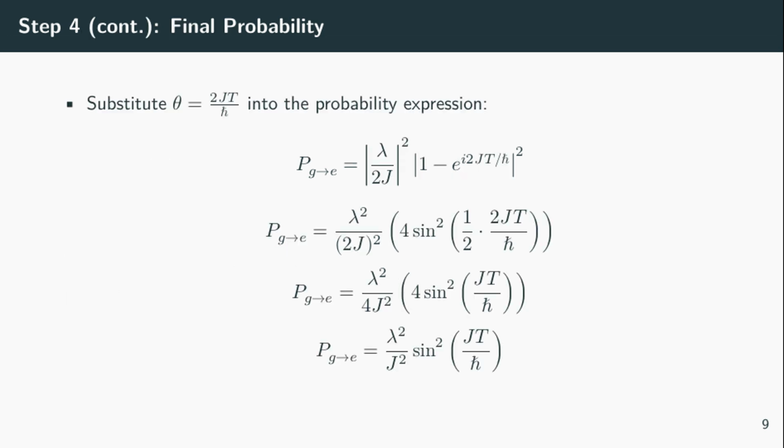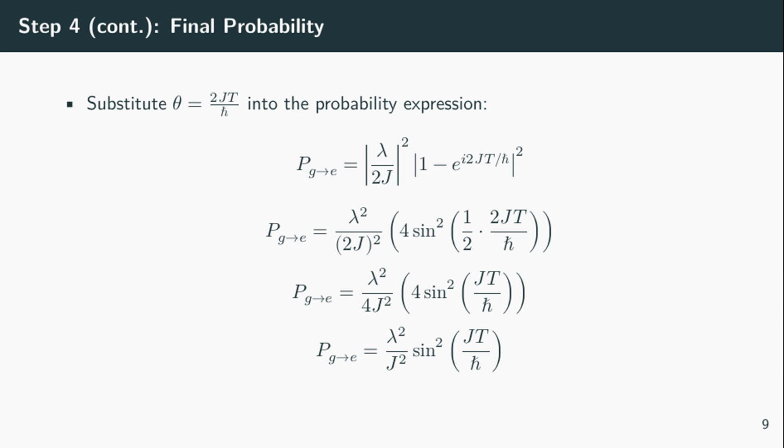Continuing with step 4, to get the final probability, we substitute θ equals 2Jt over ħ into the probability expression. P_g→e is the magnitude squared of lambda over 2J times 1 minus e to the power of i2Jt over ħ. This is the magnitude squared of lambda over 2J times the magnitude squared of 1 minus e to the power of i2Jt over ħ. The magnitude squared of lambda over 2J is lambda squared over (2J) squared, which is lambda squared over 4J squared. Using the identity for the second part with θ equals 2Jt over ħ, its magnitude squared is 4 times sine squared of one half times 2Jt over ħ.